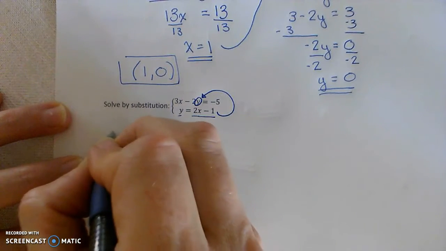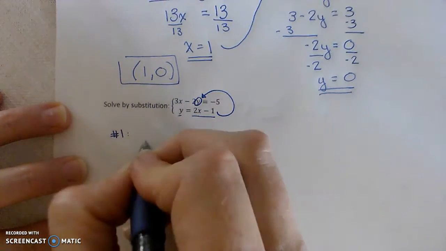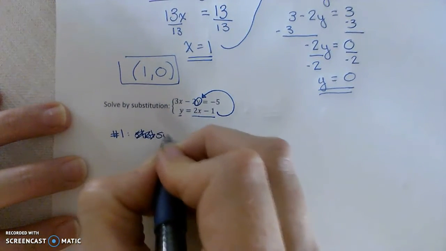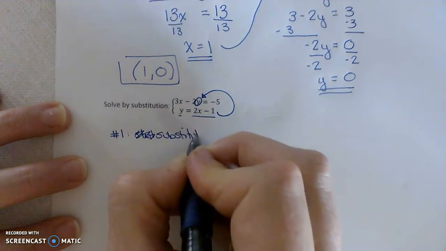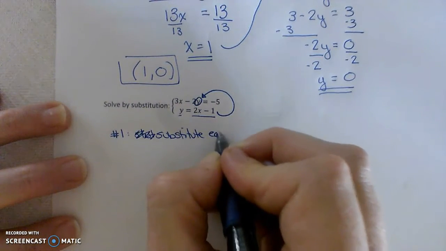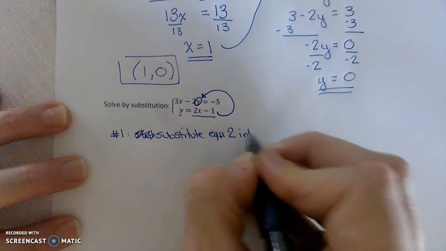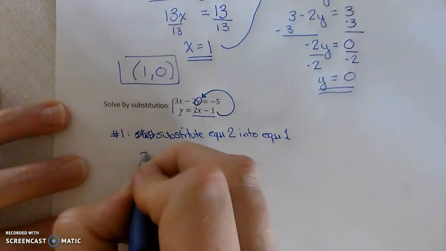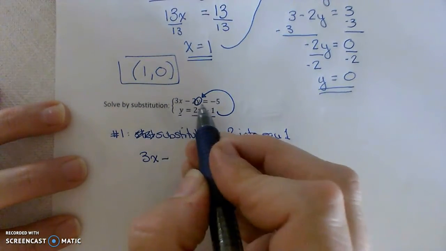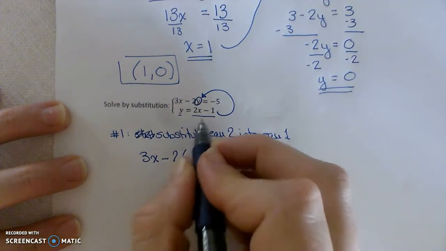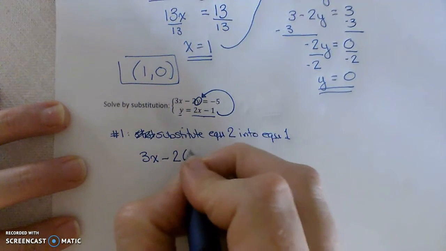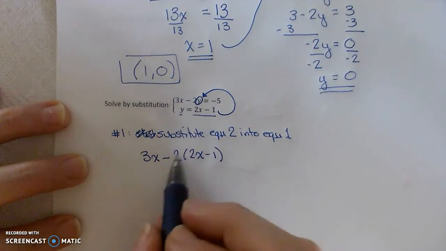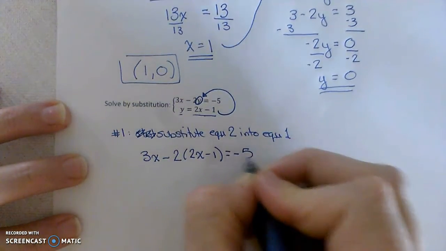So step one will be to substitute equation 2 into equation number 1. So I've got 3x minus 2y, but instead of y, I'm going to write the equivalent expression 2x minus 1. So 3x minus 2(2x minus 1) equals negative 5.